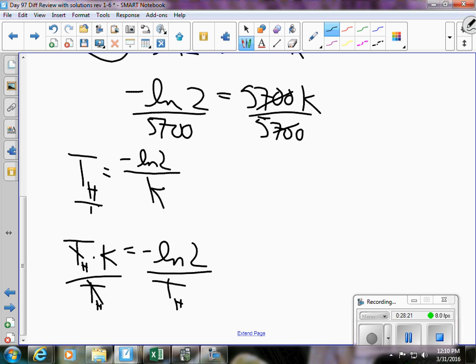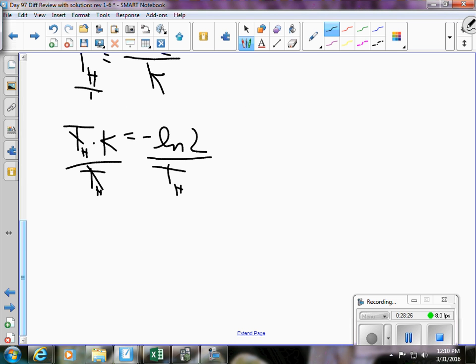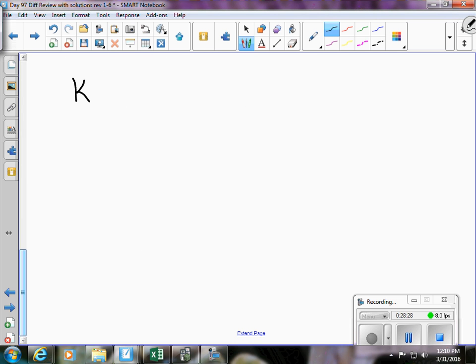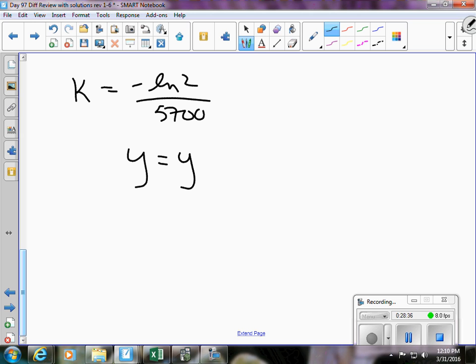But once you know K, now you can answer the question. Are we ready to answer the question? So now we know K equals negative ln of 2 over 5,700. Nice. Y equals y0 e to the kt. And we know what the K is. The question is, how old is the sample? So what are we looking for? T. Now here's the fun part. It doesn't give you actual values. It says in which 90% has decayed.